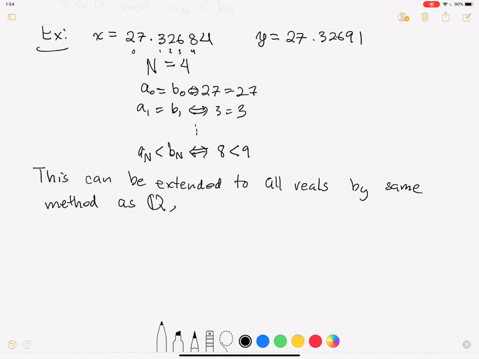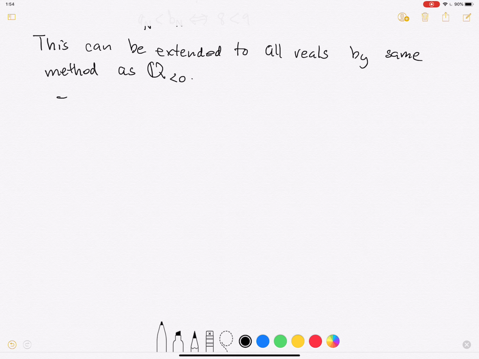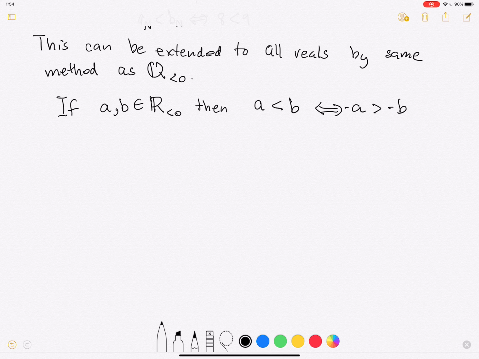Whoops, Q less than 0. So as an exercise, let's just do that. If A, B are in R less than 0, then A is less than B if and only if negative A is greater than negative B.